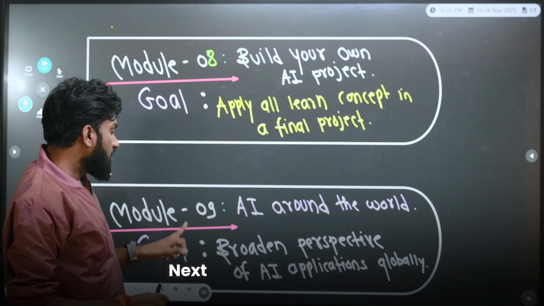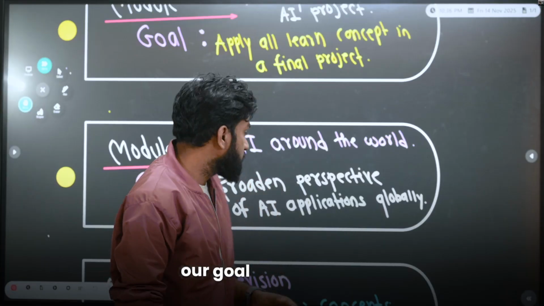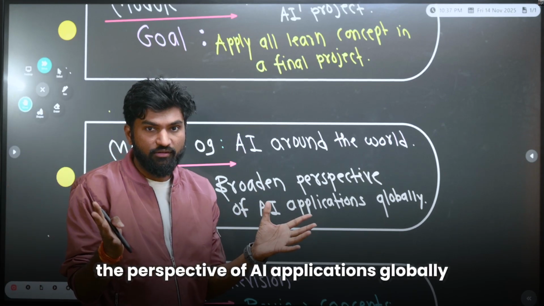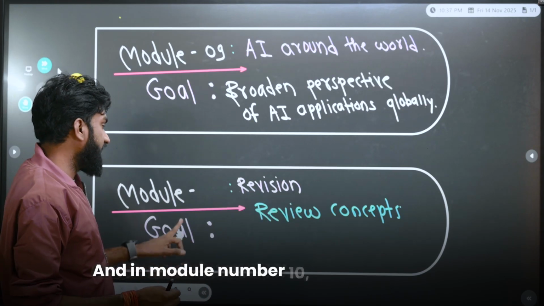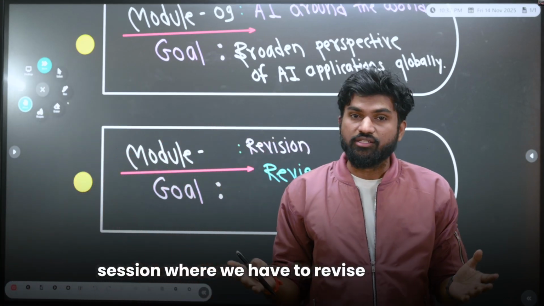Next, module number 9 is AI Around the World, where our goal is to broaden the perspective of AI applications globally. And module number 10 is a revision session where we have to revise all things.